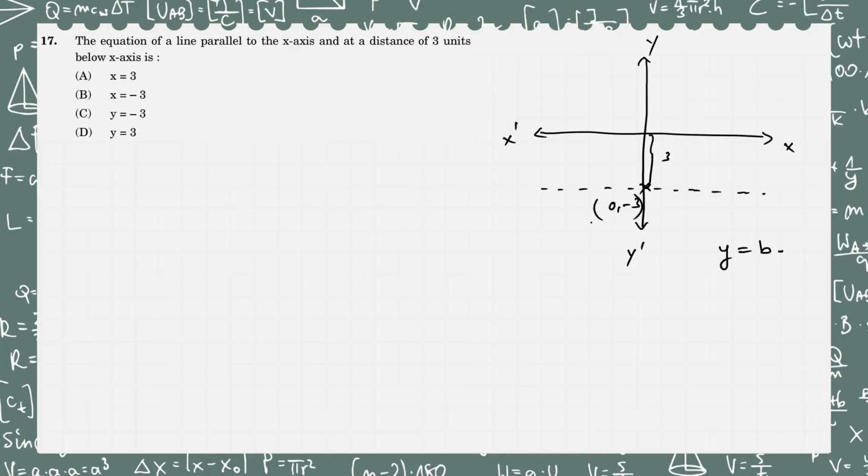So how can I write this line's equation? y equal to minus 3. That's how we have to write it, right? So y equal to minus 3 is given in option C.